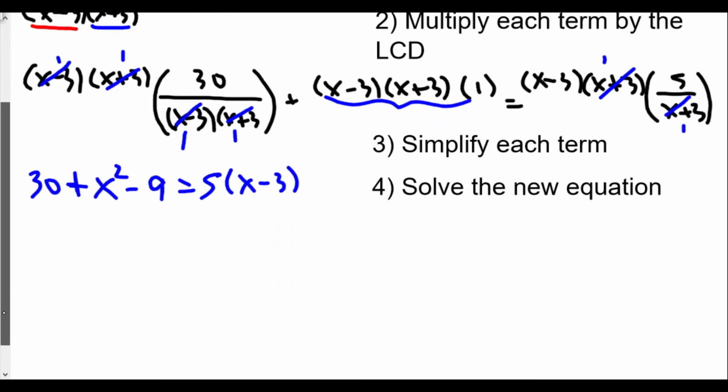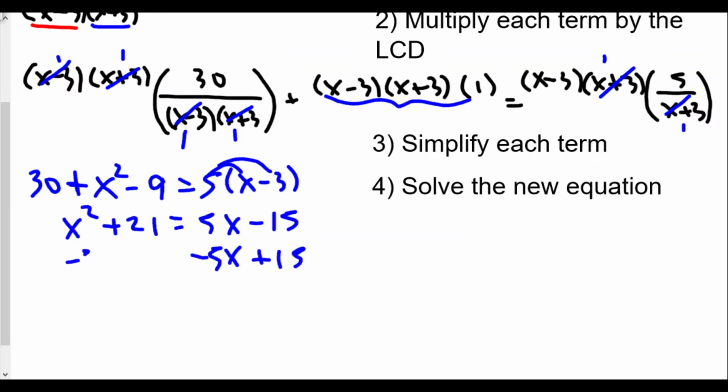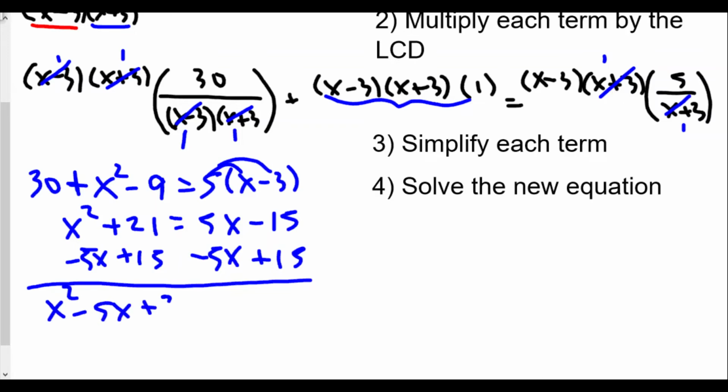So now we have a quadratic equation. On the left side, x squared, 30 minus 9 is plus 21. We distribute the 5, and we get 5x minus 15. To solve the new equation, we're going to move the 5x and 15 to the other side, so subtracting 5x on both sides and adding 15. Remember to keep like terms here. x squared and 5x are not like terms, so it's x squared minus 5x plus 36 equals 0.